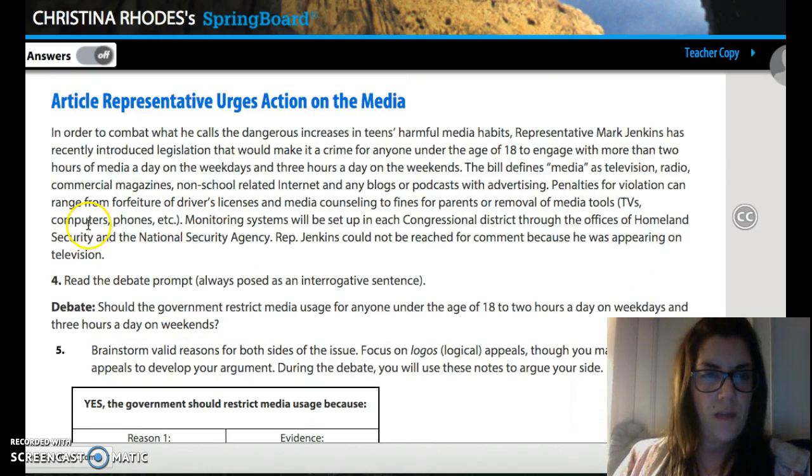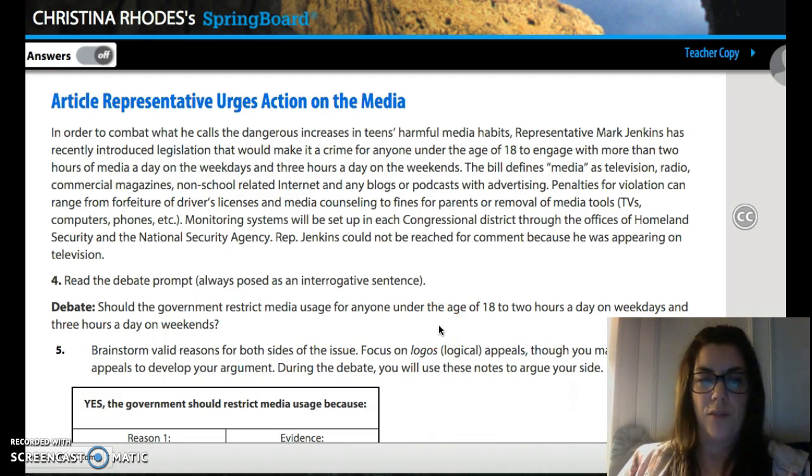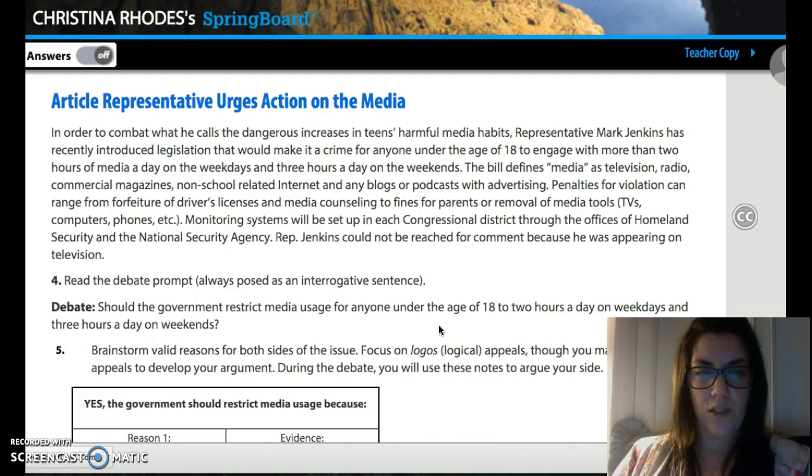Okay. Number 4 says read the debate prompt, always posed as an interrogative sentence. So, the debate prompt should always be a question. For example, should the government restrict media usage for anyone under the age of 18 to 2 hours a day on weekdays and 3 hours a day on weekends? So you're going to pick yes and why or no and why.